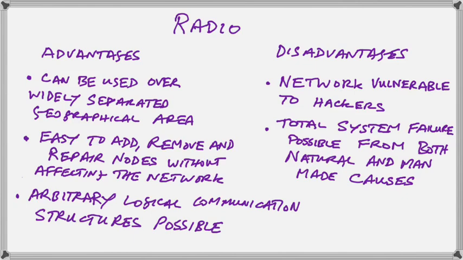The disadvantages of the radio network is that it's extremely vulnerable, perhaps more so than all wired networks, to hackers and radio frequency interference. And it would be possible to have a total system failure from both natural or man-made causes. For example, an EMP pulse in warfare would bring down an entire radio network. Okay, there are plenty of examples of that in the science fiction movies, where all the drones, all you do is some radio jamming and all the drones cease to be able to operate from their control center.